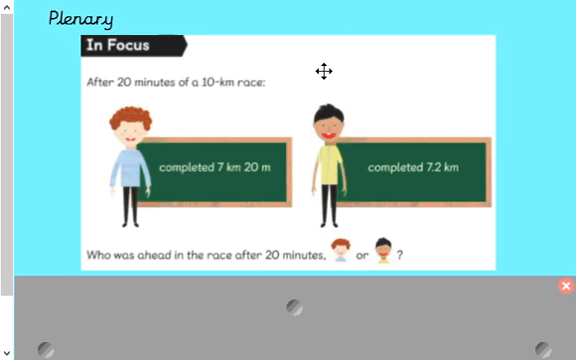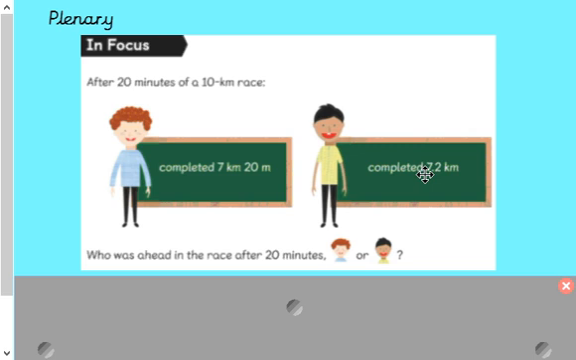Okay, so we're going to return to our in focus question. The question was, if you remember, after 20 minutes of a 10-kilometer race, this young man had completed 7 kilometers and 20 meters, and this young man had completed 7.2 kilometers. Who was ahead after 20 minutes? Now, again, just like yesterday, it's really difficult to compare these because one is measured in kilometers and meters, the other one is just in kilometers. So we would need to change them.